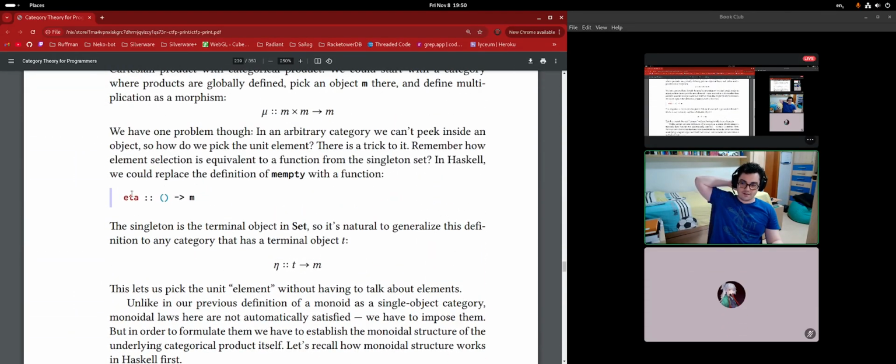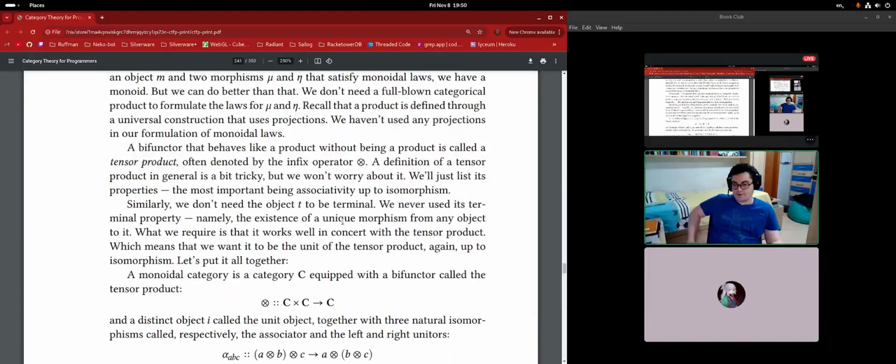So it could be anything in here. It needs to work well with the tensor type. In this case, the unit makes sense because it allows you to fill an empty spot in a pair without actually adding any information, essentially. Okay, cool. I don't know if I 100% understood the consequences of that, but let's move on, because I understand that we didn't use this fact. That is correct. Which means that we want it to be the unit of a tensor product, again up to isomorphism. Let's put it all together.